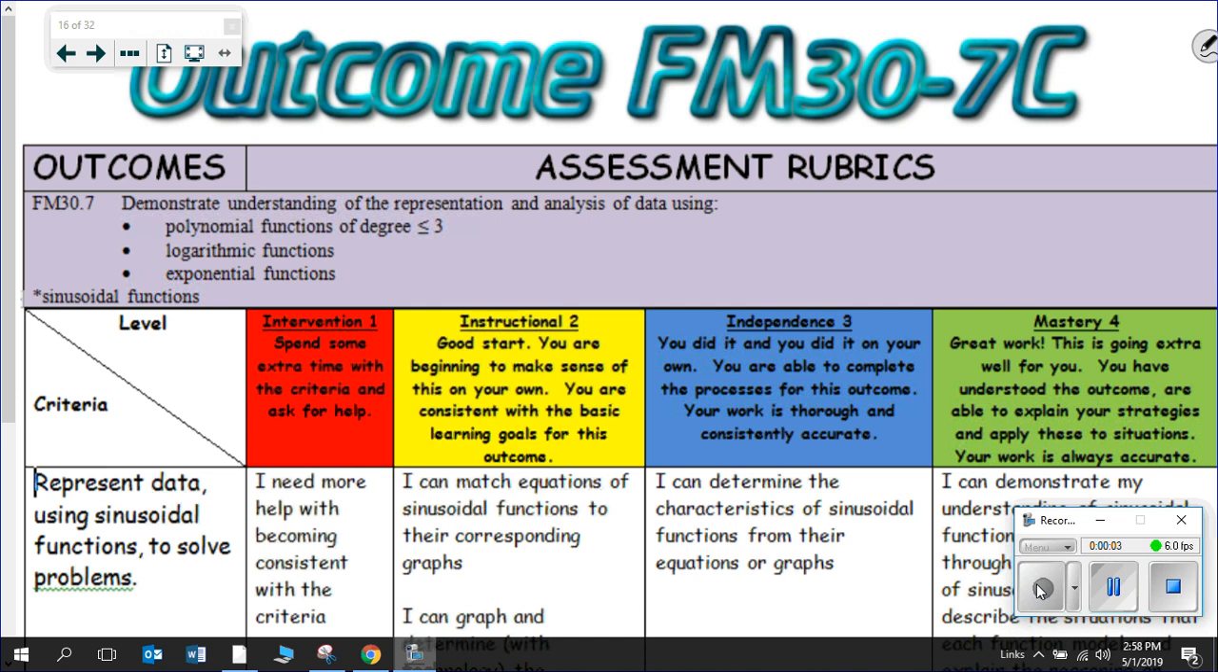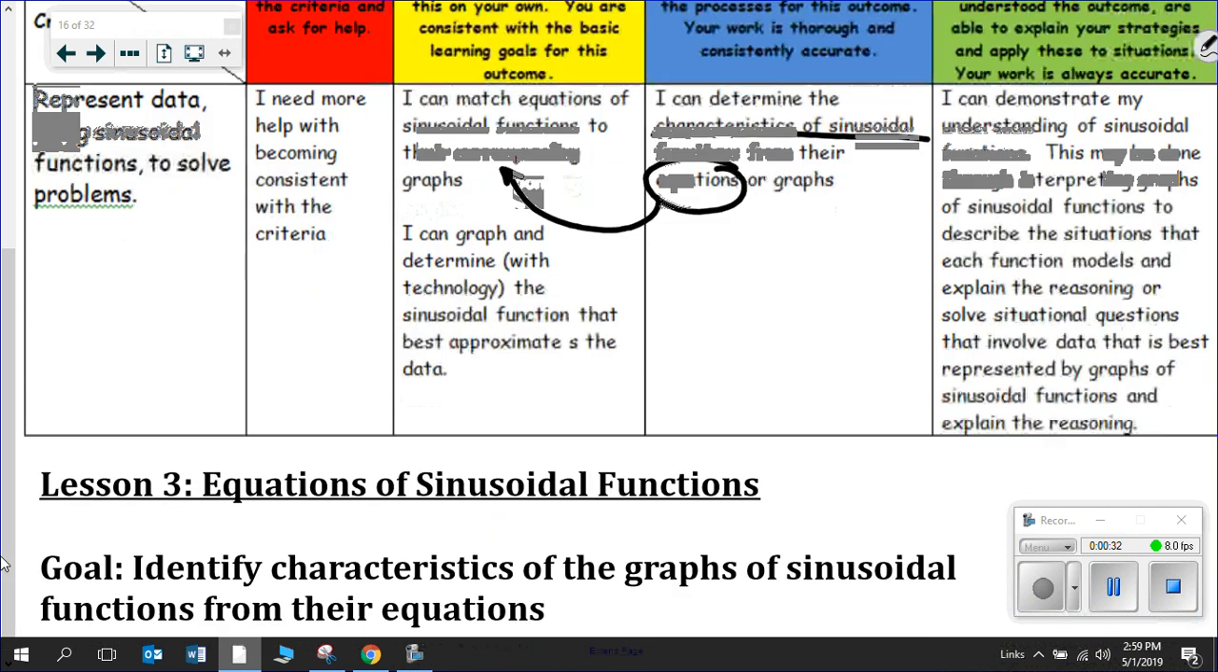Hello and welcome back to the video lessons for outcome 30.7c, where again we are continuing to look at sinusoidal functions. Today though we are going to switch from simply looking at graphs to start looking at equations and those characteristics based on them. Again, that will all lead towards those level 2 questions where we are matching up which graph is which one. So again, today our goal is going to be looking at characteristics from the graphs of sinusoidal functions from their equation, which, in my opinion, is more difficult than the graphs.